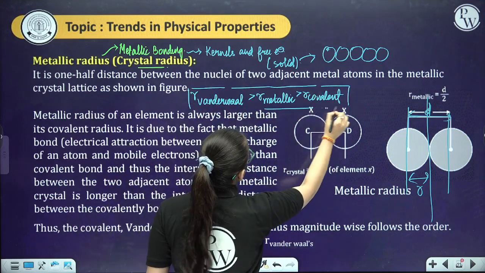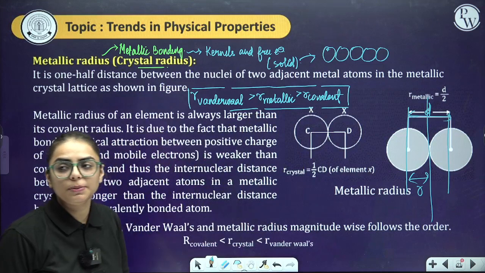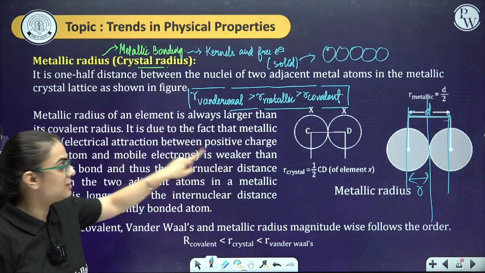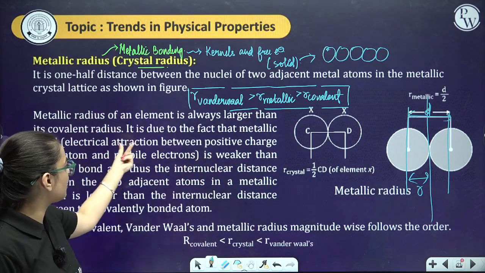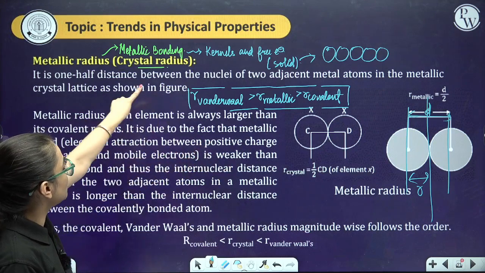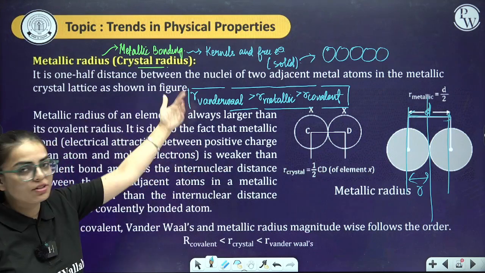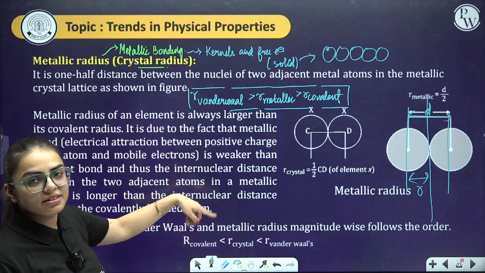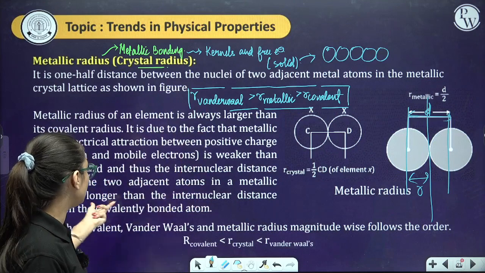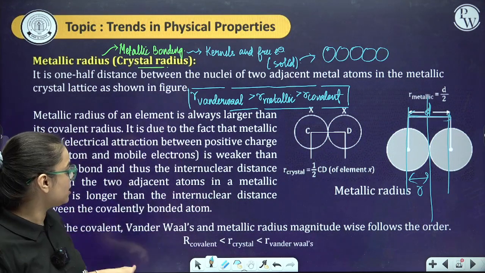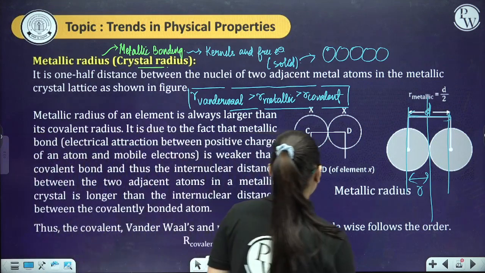So do remember this as well, students. Everybody please write it down. Now see, metallic radii of an element is always larger than its covalent radius. It is due to the fact that the metallic bond, that means electrical attraction between the positive charge, which over here is the kernels of an atom, and the mobile electrons, that means free electrons, is weaker than the covalent one, and thus the internuclear distance between both of them is longer than the internuclear distance in the covalent one. So thus the covalent, van der Waals and metallic radii are in this magnitude wise.